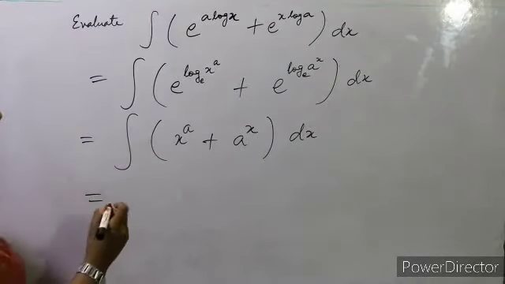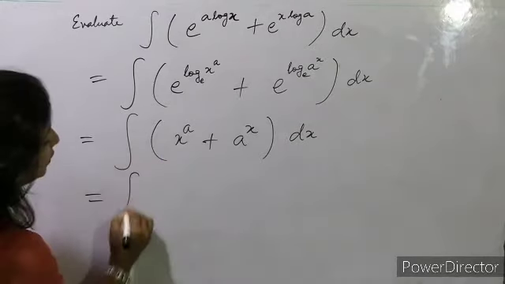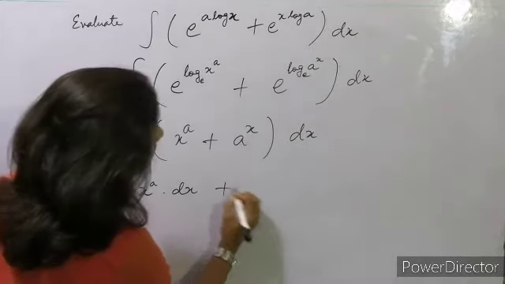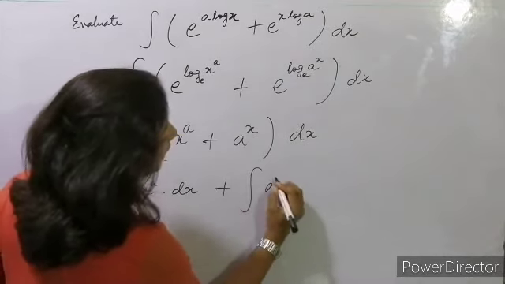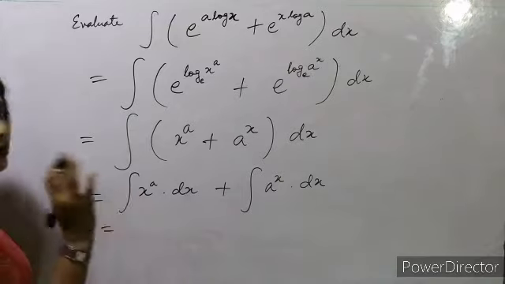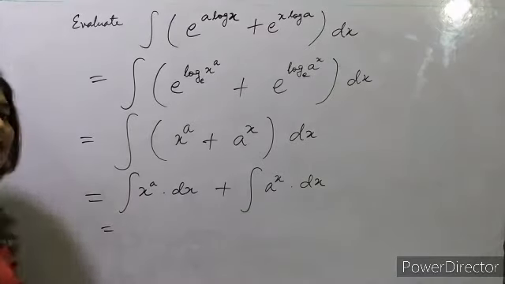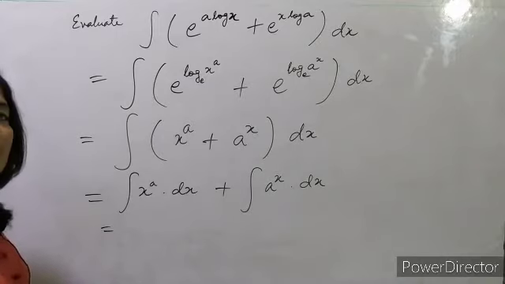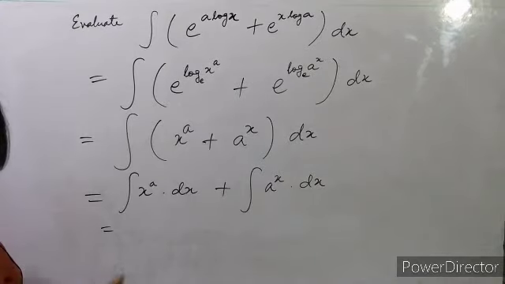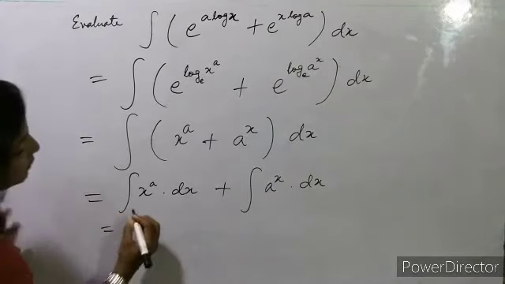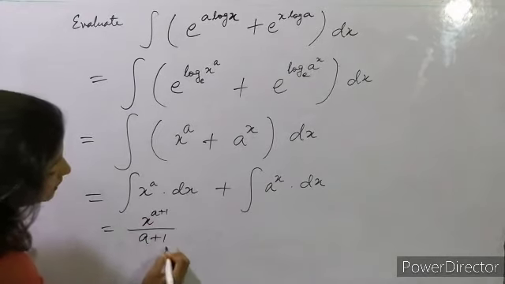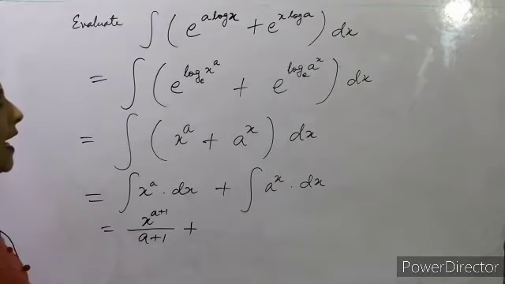Now what will be the value of this one? Separately we'll do. Okay, so integral of x to the power a with respect to x plus integral of a to the power x with respect to x. So what will be the value when we are breaking this? x to the power a. When we are differentiating x to the power a, what are we getting? Power will be 1 less, and we have to multiply with the power. So here, first of all, x to the power a plus 1, and we'll divide it by a plus 1.